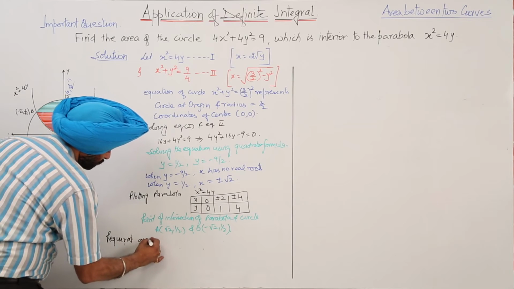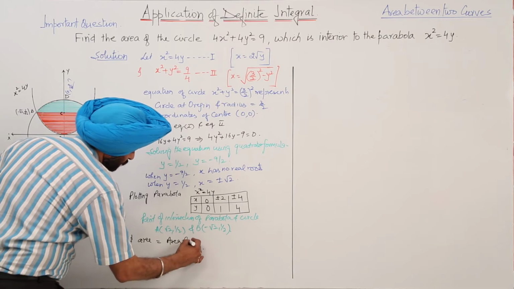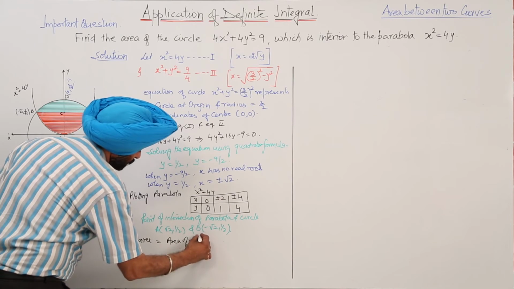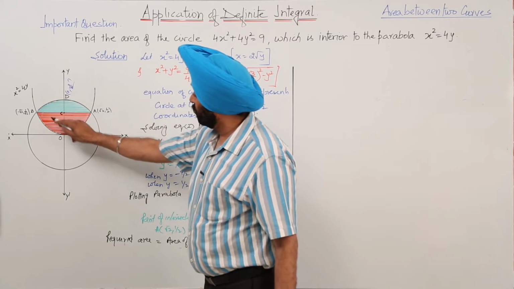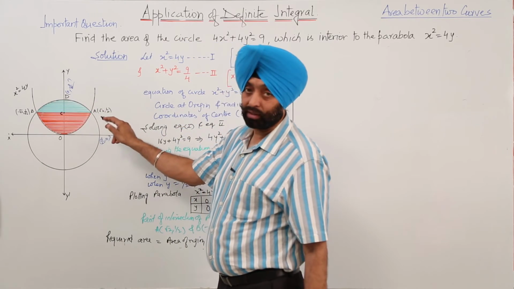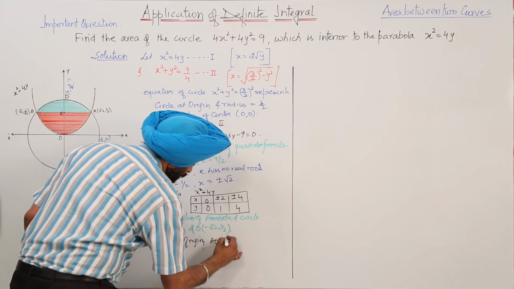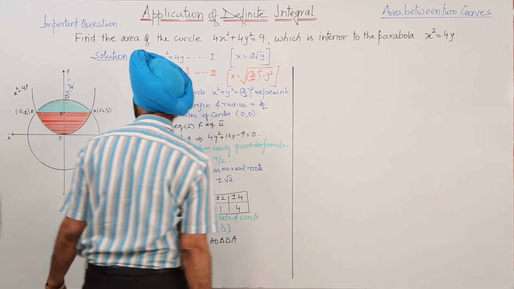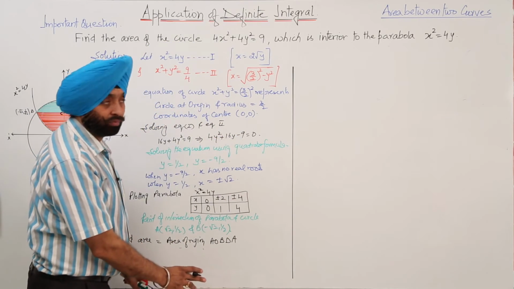Required area is equal to area of region. Now just check it. What is the area of the region? We are having A, O, B, D and A. This is the required area for the region.